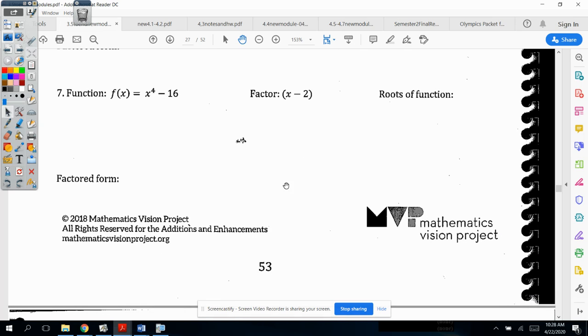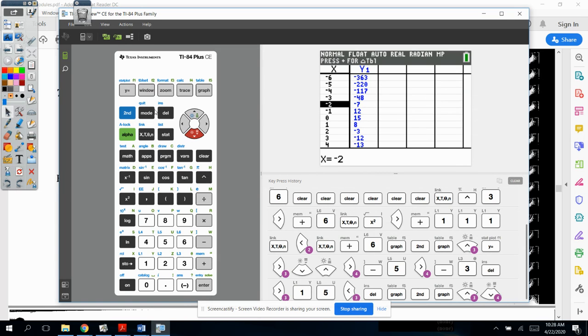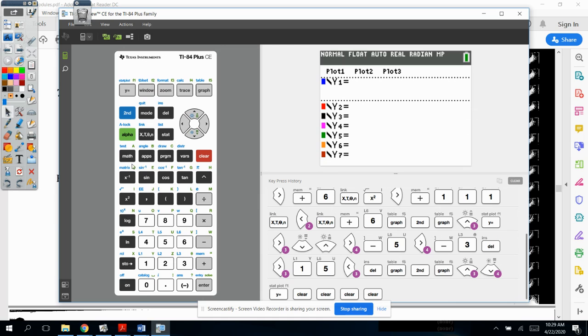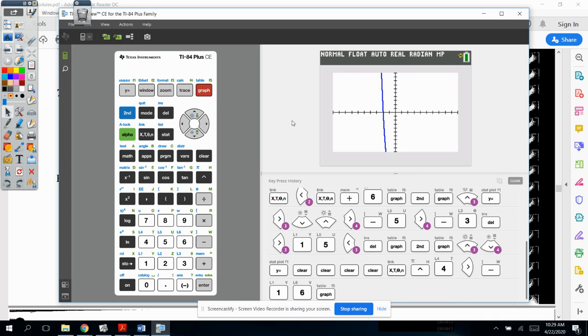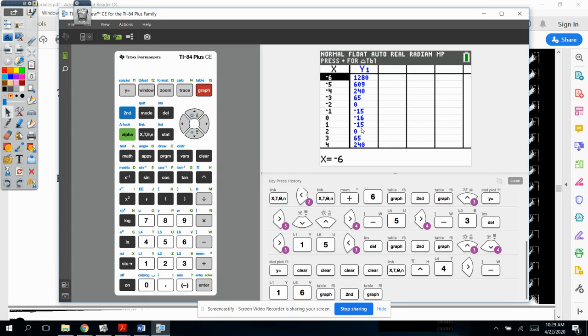I would not divide to find this one. First of all, I do know some things about this personally. If you graph this, x to the 4th minus 16, it's just going to be a quartic curve, downshifted 16. Okay, so I see 2 of them. 2 of the roots are 2 and negative 2. I can double check to make sure I'm right by looking at the table. And I am. Now, where are the other 2?